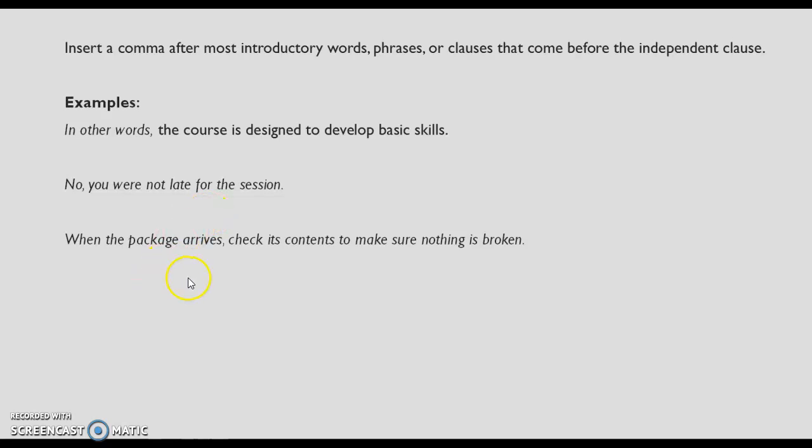When the package arrives, that is a dependent clause because it has a subject, package, and a verb, arrives, but it is not a complete sentence because it doesn't make sense by itself. Check its contents to make sure nothing is missing is a complete sentence by itself, therefore it's an independent clause. When you have a dependent clause in the beginning, put a comma, then you have the independent clause.